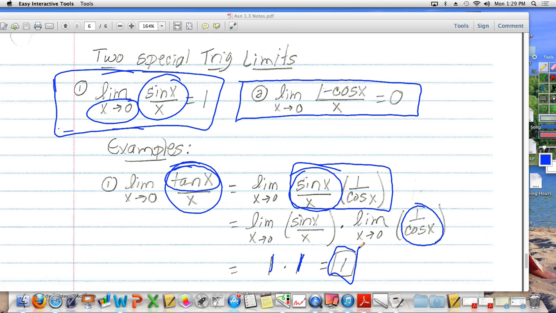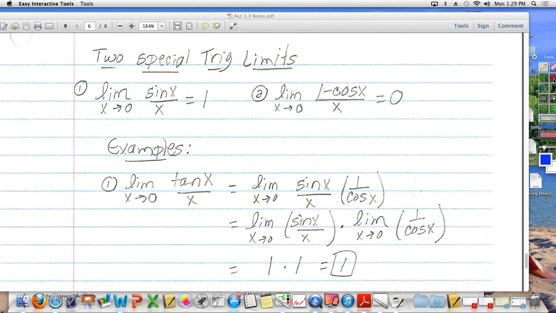How are we supposed to know that, or do you never calculate it? Which one? 1 over cosine. Oh, you know what? I shouldn't have just assumed. She's asking about this part right here. Are you just supposed to know that that is 1? No, you're not just supposed to know that.